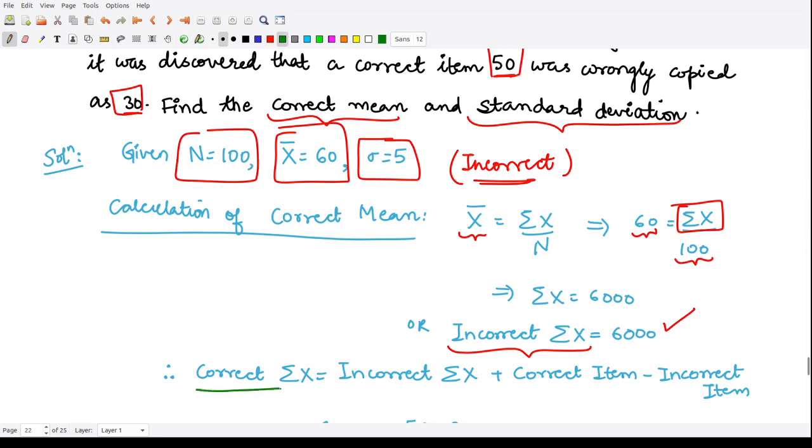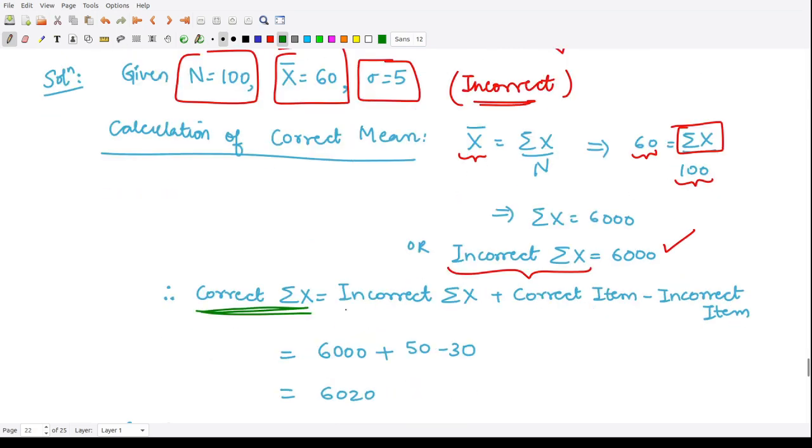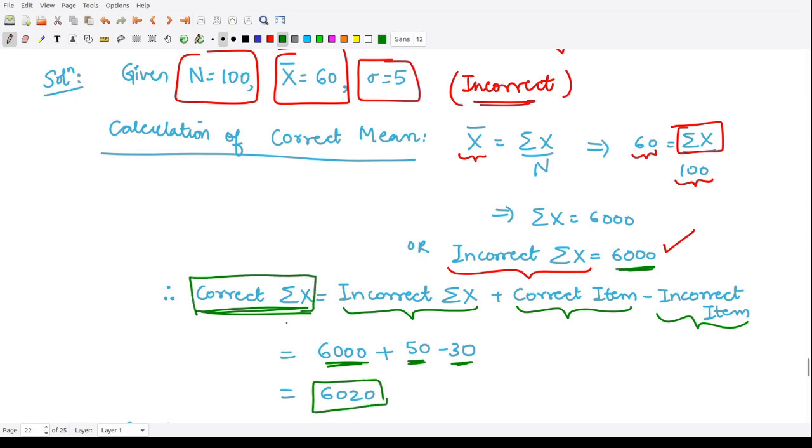Now in order to calculate the correct summation x, what can you do? The incorrect summation x is the sum of all the observations. So from that, you could add the correct item and subtract the incorrect item. Here, this is the total sum that you obtained, 6000. Here you will add the correct item, which is 50, and subtract the incorrect item, that is 30. So this is your new or corrected value of the sum of all the observations.